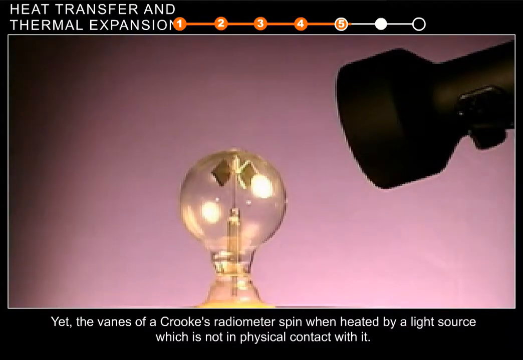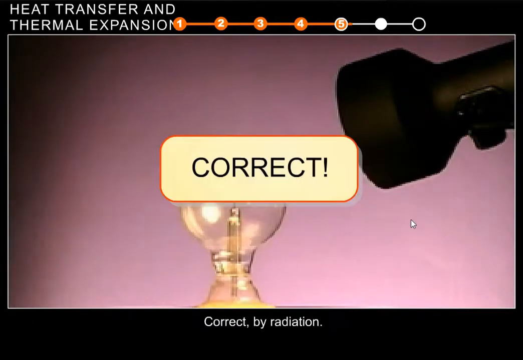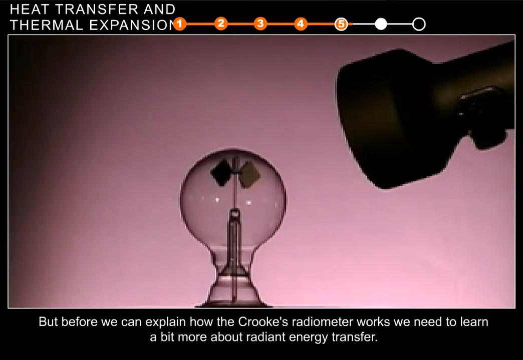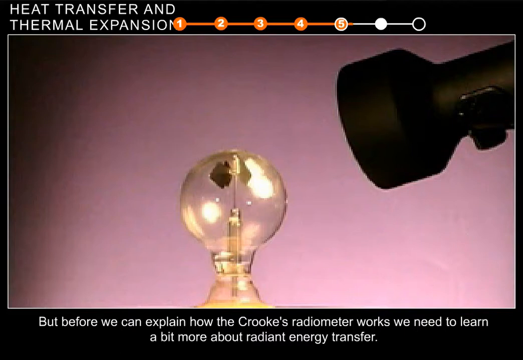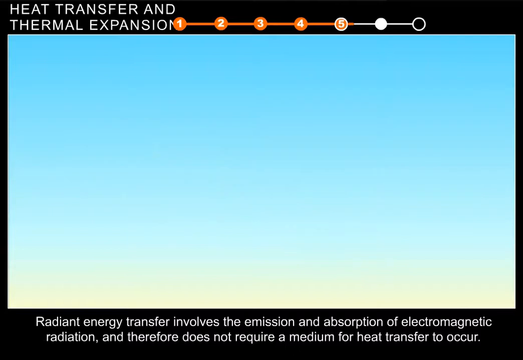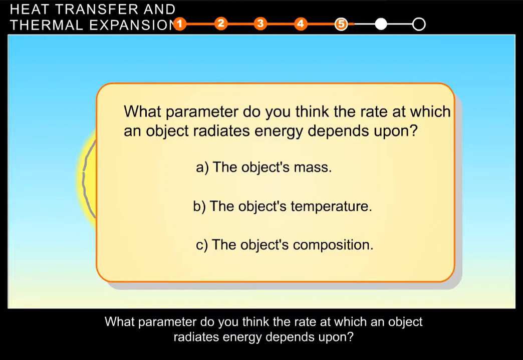Yet, the vanes of a Crookes radiometer spin when heated by a light source, which is not in physical contact with it. How do you think the light source transfers heat energy to the radiometer vanes? Correct. By radiation. But before we can explain how the Crookes radiometer works, we need to learn a bit more about radiant energy transfer. Radiant energy transfer involves the emission and absorption of electromagnetic radiation, and therefore does not require a medium for heat transfer to occur.